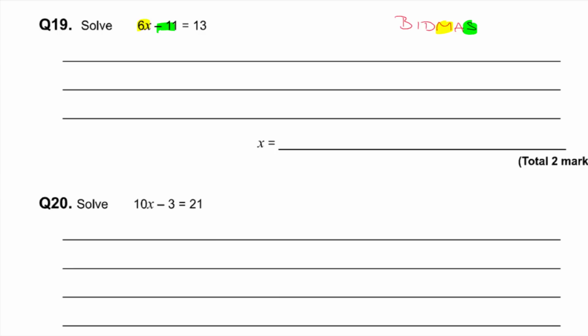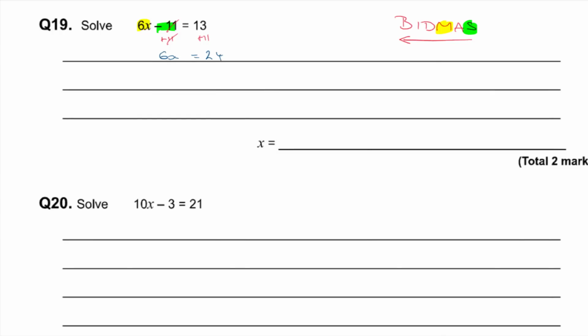And what we end up doing is we work through BIDMAS backwards when we're solving an equation, and we do the rearrangement in the opposite way that we would evaluate x. So if we're going to be multiplying by 6 first and then subtracting, to get back to x I have to do the opposite of that. So rather than subtracting 11, I'm going to be adding. So I'm going to do the adding 11 first to both sides. That will cancel with that, leaving me with the 6x. On this side, 13 plus 11 is 24.